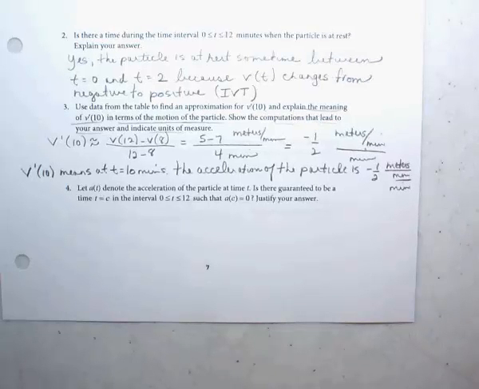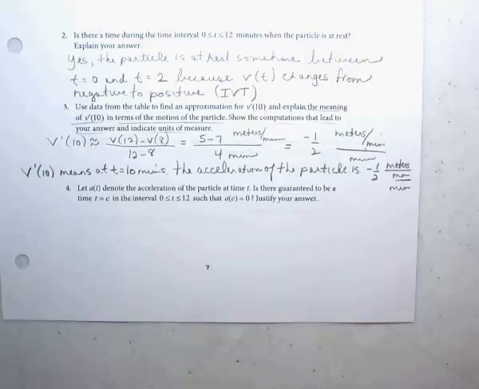All right, question 4. Let A of t denote the acceleration of the particle at time t. Got it. Now, remember, we weren't given a velocity equation. We were just given some data. So just keep that in your mind. Is there guaranteed to be a time t equals c between 0 and 12 such that the acceleration is 0? Justify your answer.